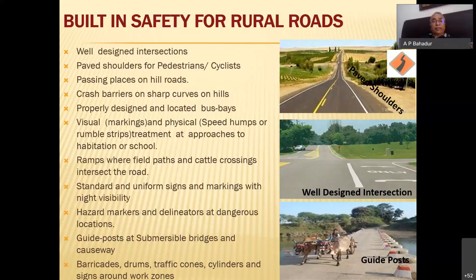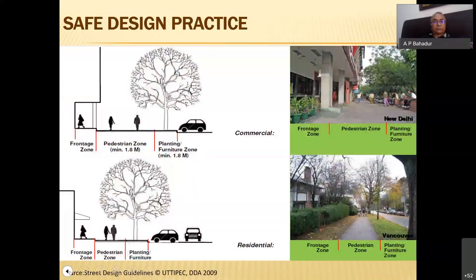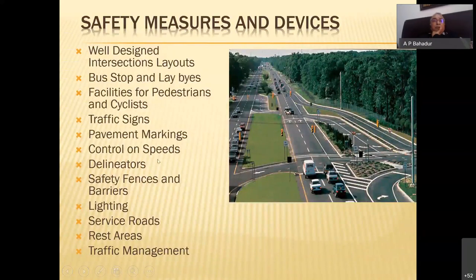Then normally, speed humps or rumble strips treatment should not be provided. I would strongly not recommend that. I would recommend visual measures for speed reduction. But if at all speed humps or rumble strips are provided, they should be well designed. If there is a cattle crossing, provision should be made, along with standard uniform traffic signs, hazard markers and delineations. So well-designed intersection layout, bus stops and laybys, facilities for pedestrians, traffic signs, pavement: these are some of the very basic elements for a safe road.